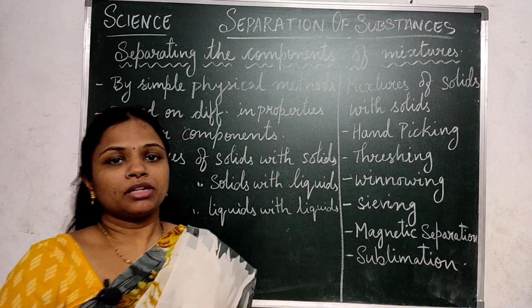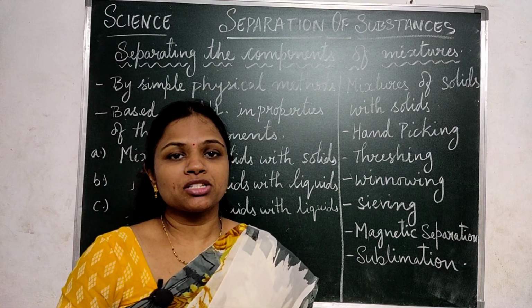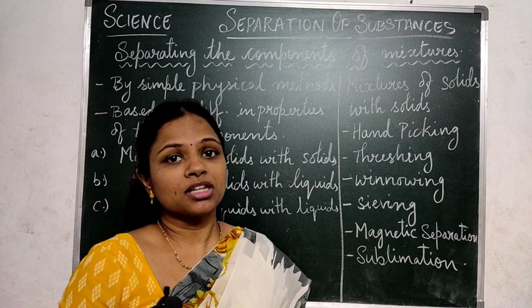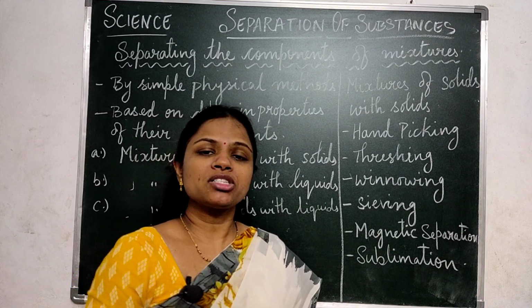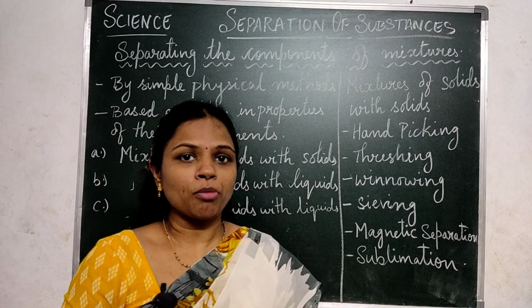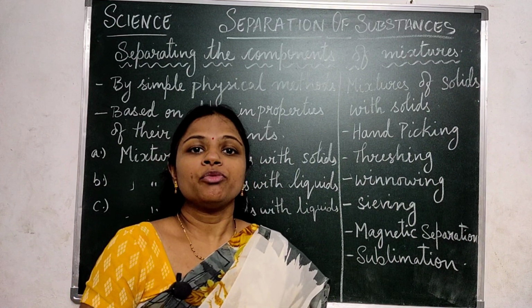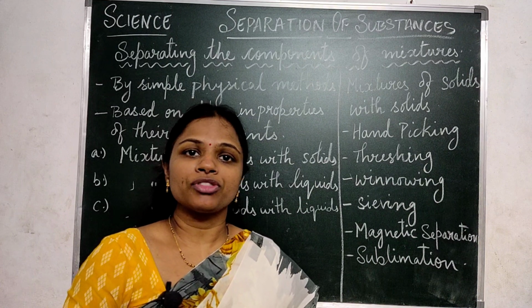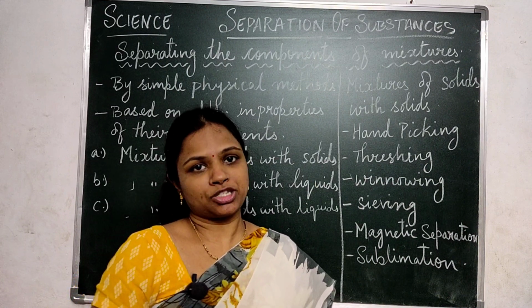There may be different types of properties of different components, like they may be light, they may be heavy, they may be tiny. So based on the different types of components and their properties, we have to use that particular method for the separation of these components in a mixture.